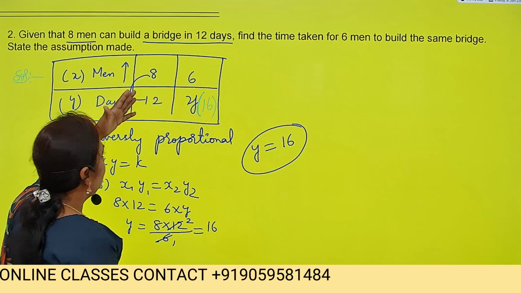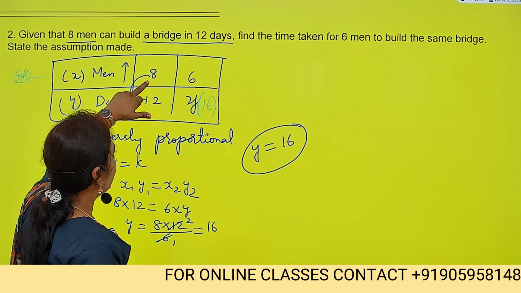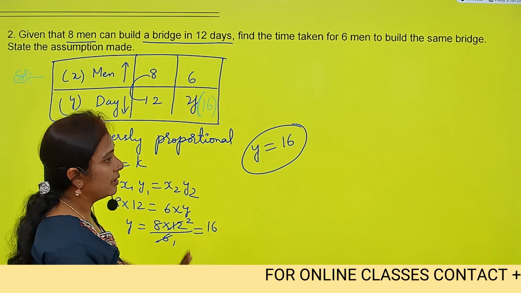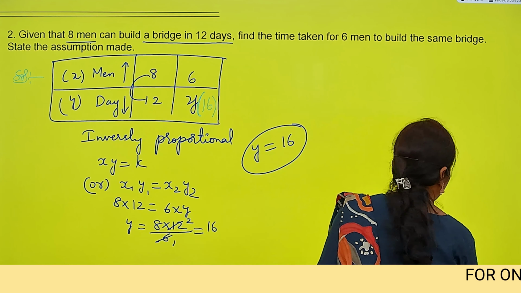See here, 12 eights are 96, and 16 sixes are 96. Okay. Next question.